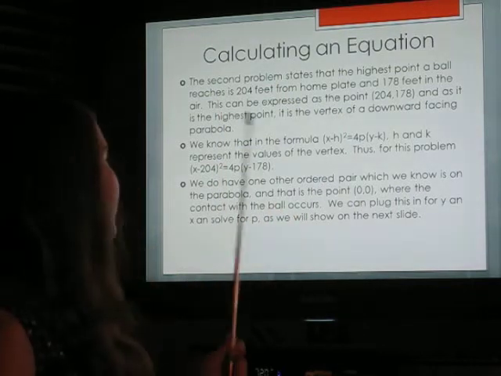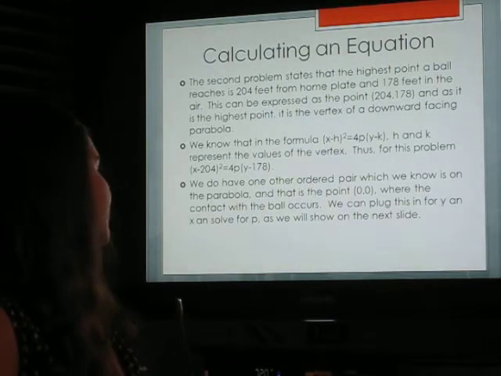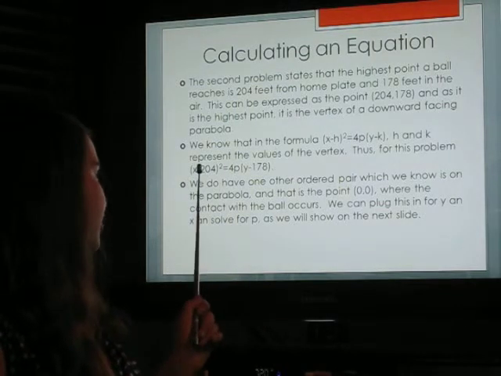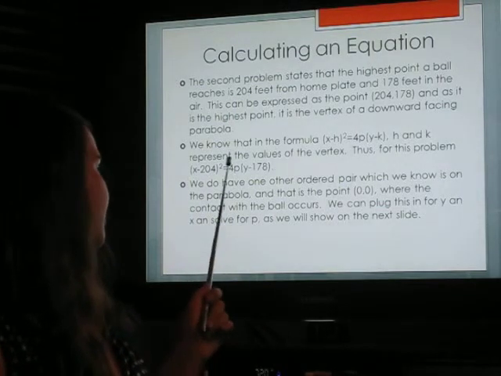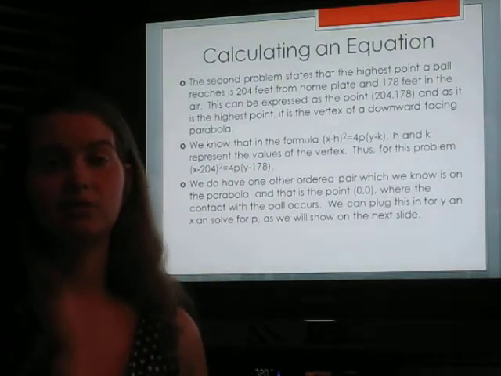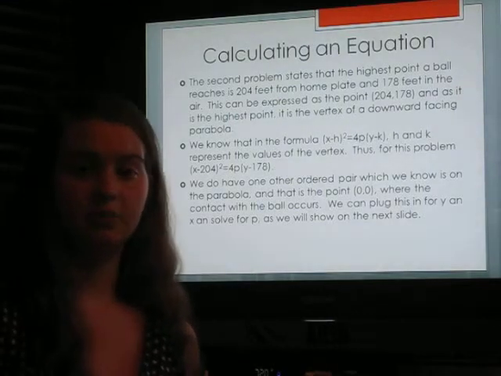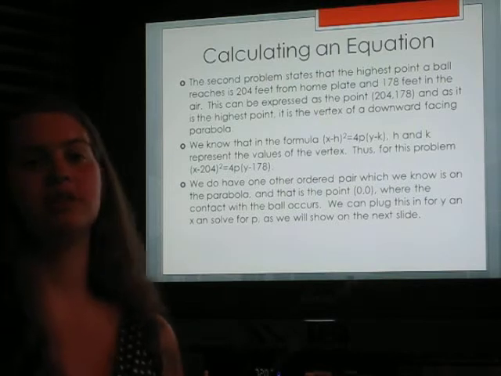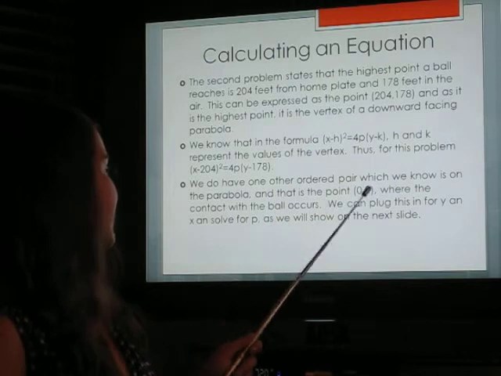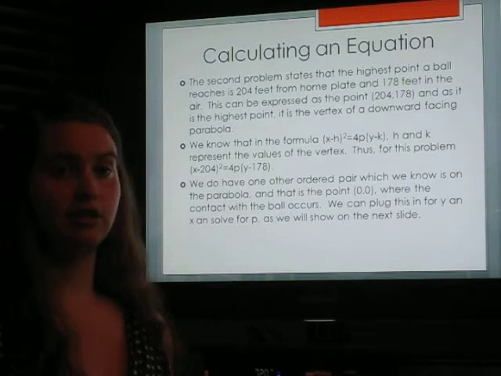And because this is the highest point and it's a downward facing parabola, we know that this is the vertex of the parabola. And so that would represent the values of h and k in the standard form of a parabola. And so we can plug that in, and thus we get x minus 204 squared equals 4p times y minus 178. Now, in order to get an equation, we need to solve for p. And in order to do that, we need another point. However, we do have another point because we know that when the ball is first hit, it's at the origin, 0, 0. So we can plug in 0, 0 for the values of x and y, and then solve for p.